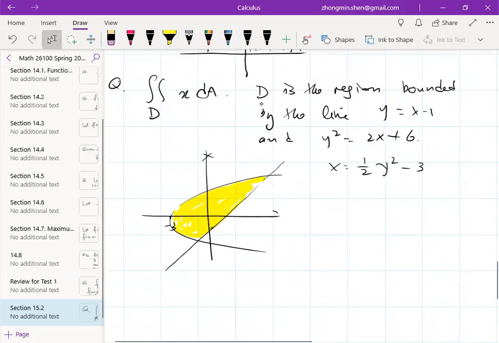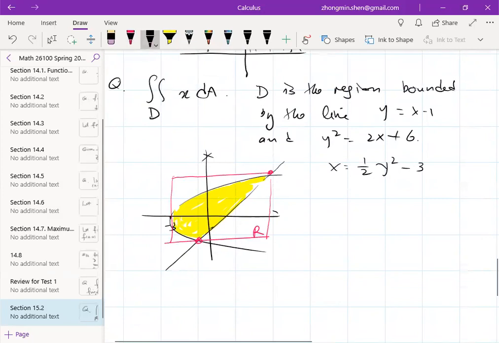I'm going to draw a rectangle. It doesn't matter how big a rectangle you choose, maybe like this, as long as it covers the whole region. It doesn't matter, right? But I have to find the intersection points.